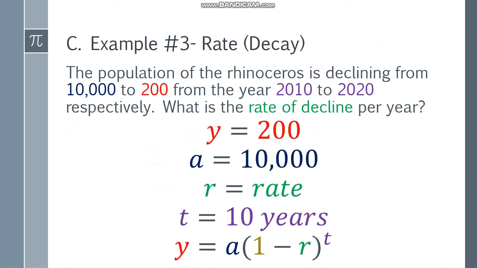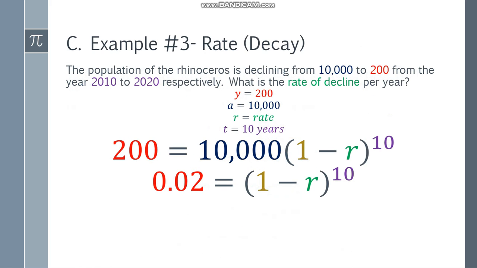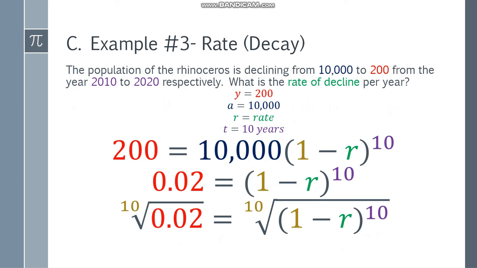Now, let's place the formula and substitute the values. We have 200 is equal to 10,000 times the quantity 1 minus r to the 10th power. Divide both sides by 10,000, you will get 0.02 here, is equal to 1 minus r to the 10th power. To simplify that one, we must remove the exponent by getting the 10th root of both sides. So the 10th root of 0.02 is equal to the 10th root of this quantity.